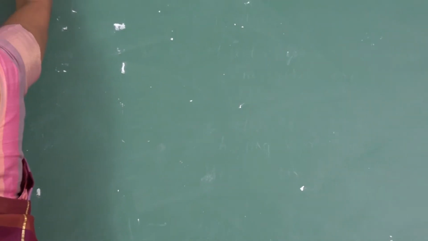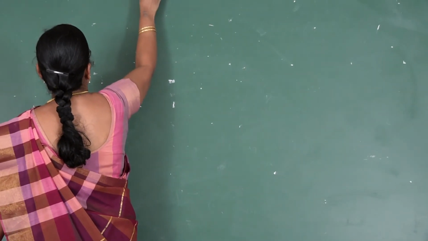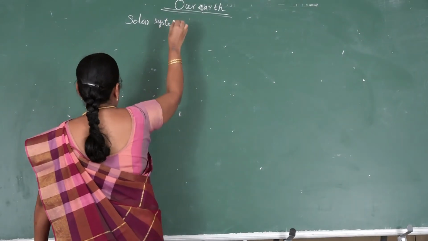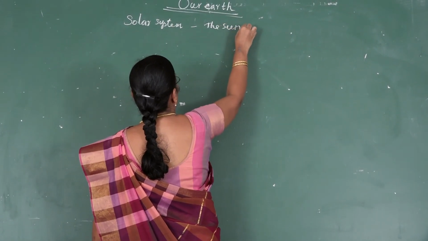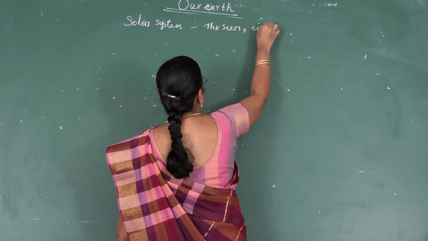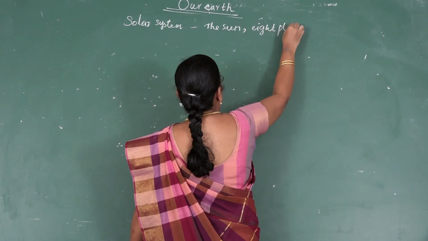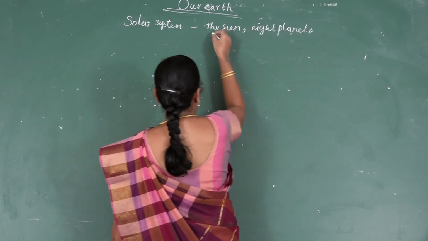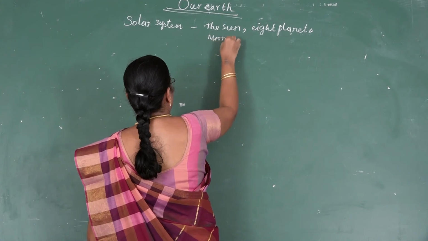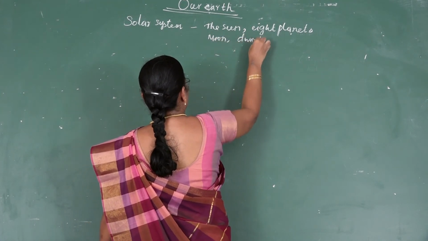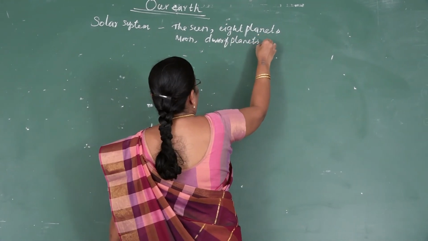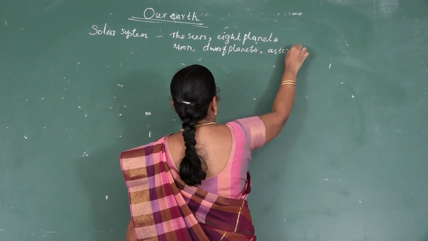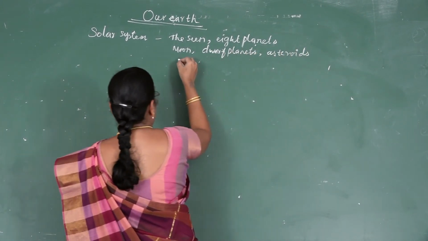Let us see one more time. Solar system. Solar system consists of the sun, 8 planets, moon, dwarf planets, asteroids and comets.